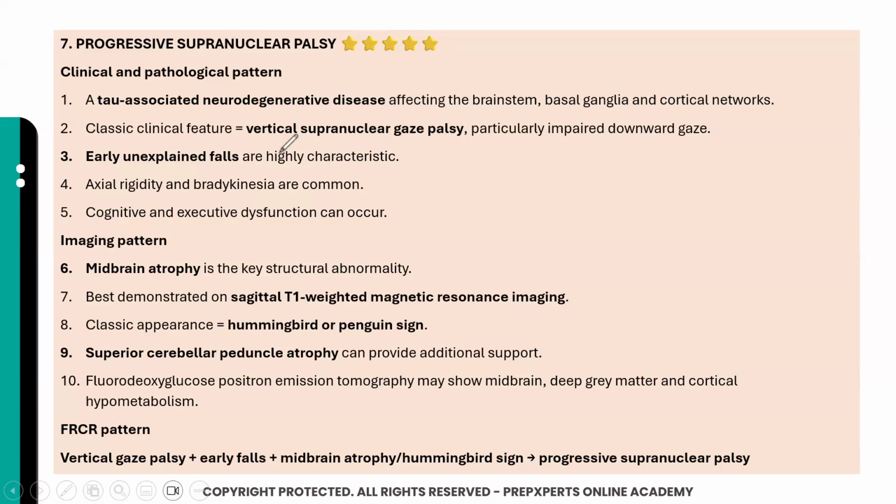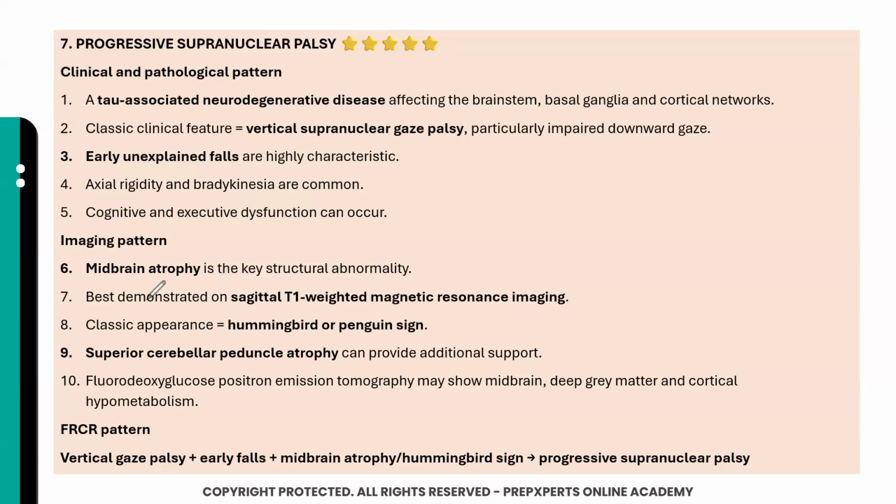And this comes up in the exam. Early unexplained falls are also characteristic. Axial rigidity and bradykinesia are common. Cognitive and executive dysfunction can occur. Midbrain atrophy is the key structure here. In supranuclear palsy, we know that the area of the midbrain is involved. Your third, fourth, fifth, and sixth nerves can be involved. The third and fourth nerves are involved with gaze, so the symptoms will be about gaze. There is vertical supranuclear gaze palsy, and unexplained falls will also be there.